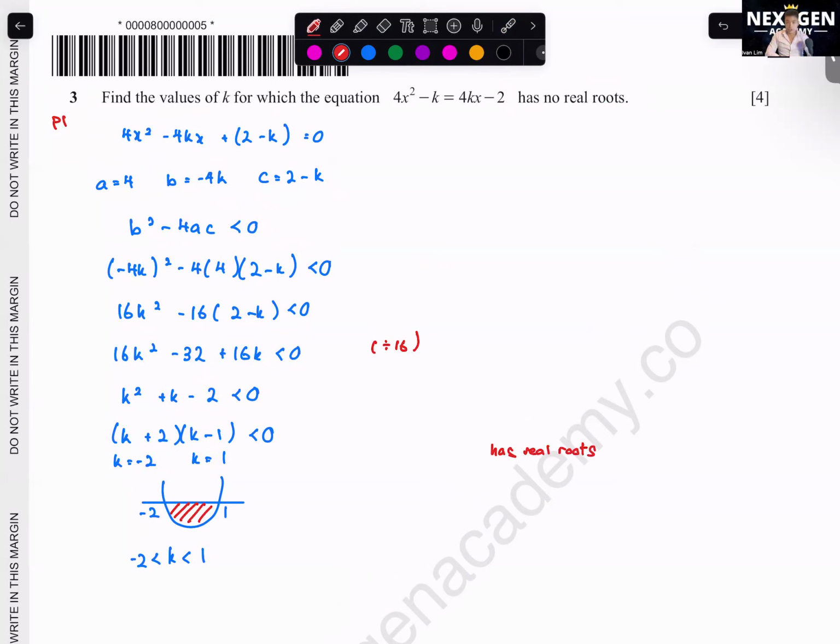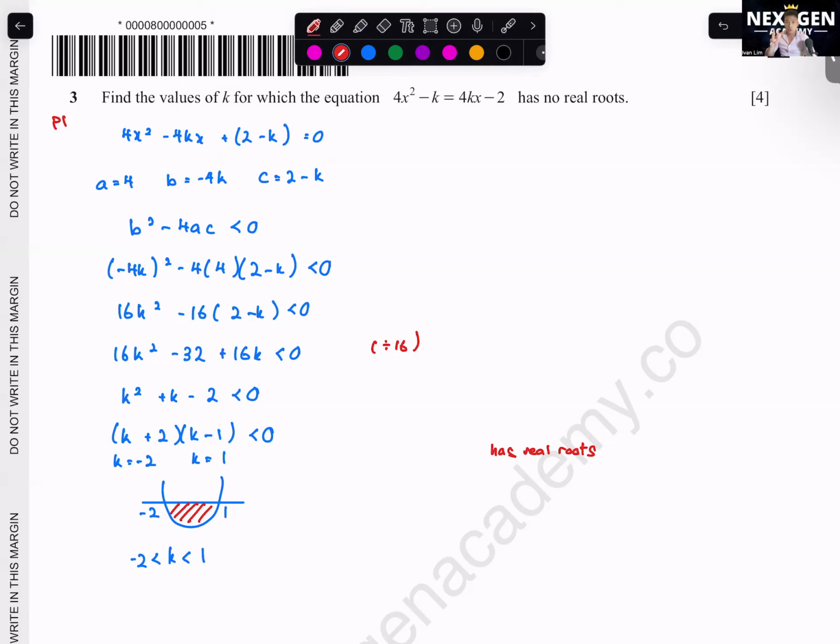If I change the question, find the values of k for this equation which has real roots, okay, more than 0. Everyone agree? Is it more than 0? Okay, more than or equals 0. Very good, Chloe. So I want you to remember this. We've got two different sentences. Actually, got four, so a total of 4 statements.